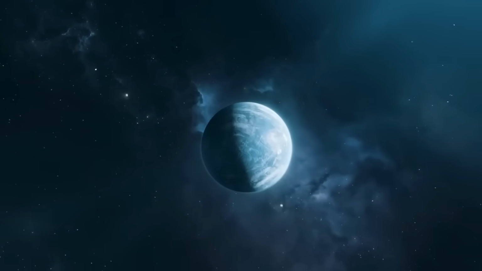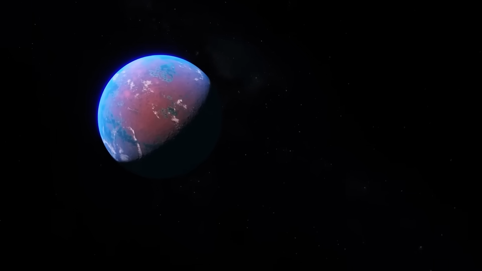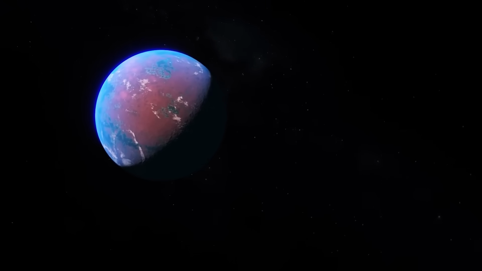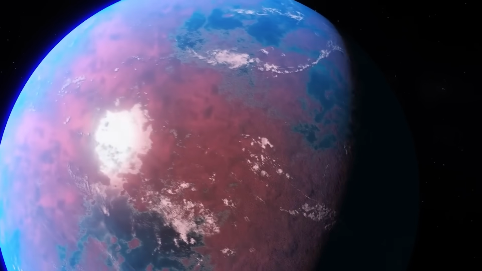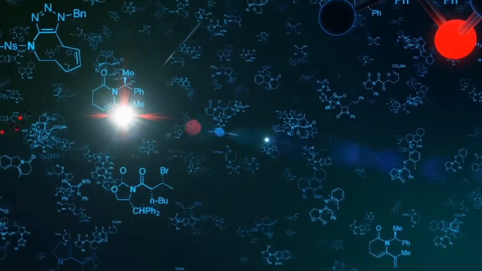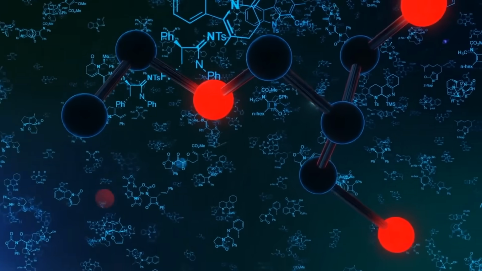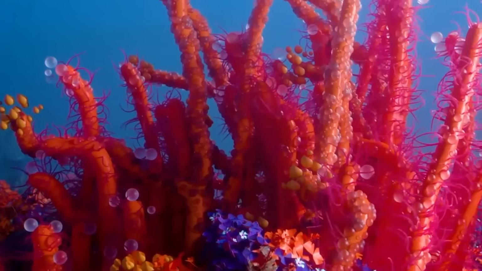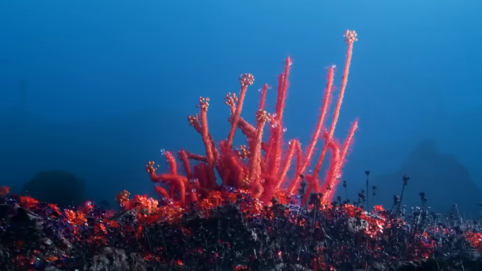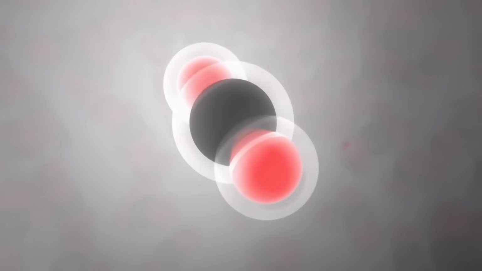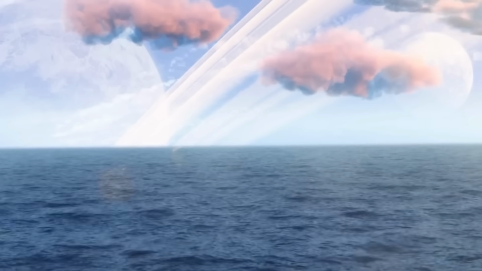K2-18b is what scientists call a Hycean world, a hybrid between an oceanic planet and one with a hydrogen-rich atmosphere. It's larger than Earth, roughly 2.6 times its radius and about 8.6 times its mass. But what truly makes it remarkable is that it sits right on the edge of the habitable zone of its star, the sweet spot where temperatures could allow liquid water to exist. And the more we study this planet, the more it seems like a perfect host for alien biology.